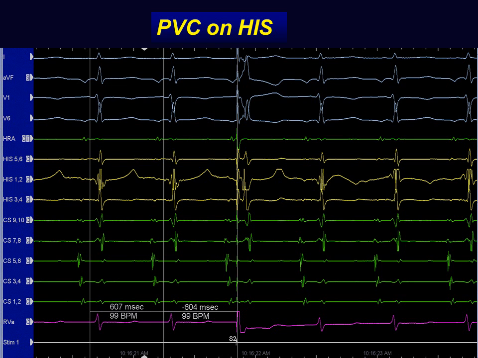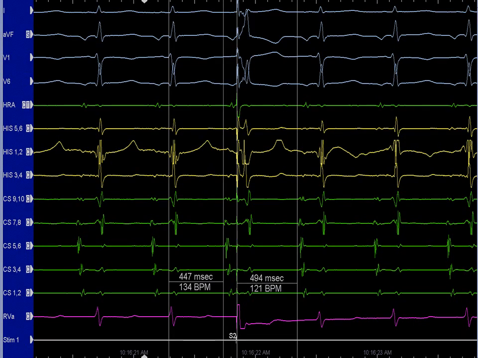Here's a PVC on His, exactly the same cycle length. In fact, it's fusing. It's not a full-blown PVC. There's some degree of antegrade wavefront conducted from the His and the PVC colliding, which produces somewhat of a narrowish QS. And the subsequent A, if it is delayed, then that would be just suggestive that there is some degree of pathway-mediated tachycardia present.